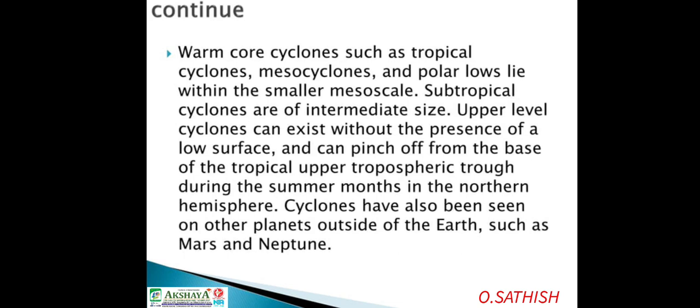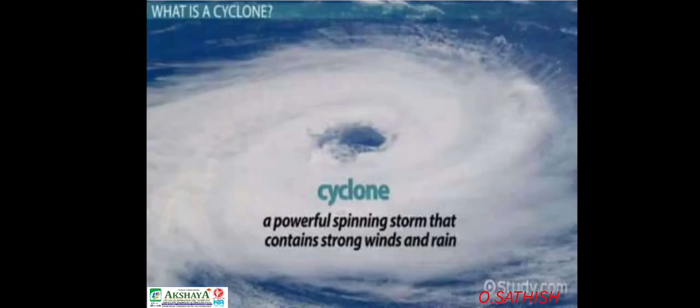Upper level cyclones can exist without the presence of a lower surface low and can pinch off from the base of the tropical upper tropospheric trough during the summer months in the northern hemisphere. Cyclones have also been seen on other planets outside of the earth, such as Mars and Neptune. For example, we can see it in a picture. Here, cyclone formation creates a powerful spinning storm that contains strong wind and air.